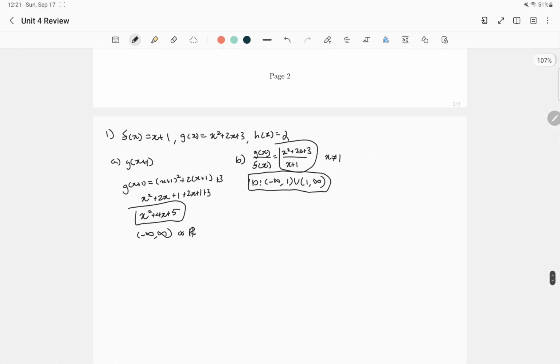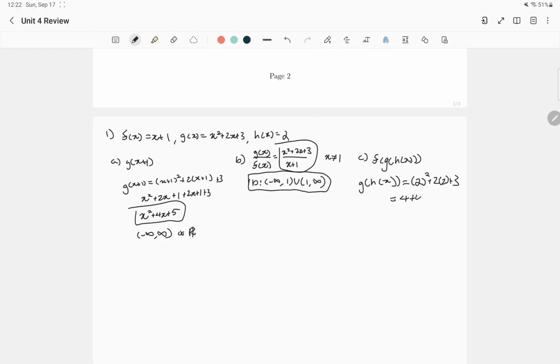Then part C is going to ask us, okay, it's a large function with a lot of functions inside functions. So it's going to be like this: f of g of h of x. And the easiest way to do this is just start with the inside, in my opinion. So let's just take g of h of x. Since we know h of x is 2, we will do 2 squared plus 2 times 2 plus 3.